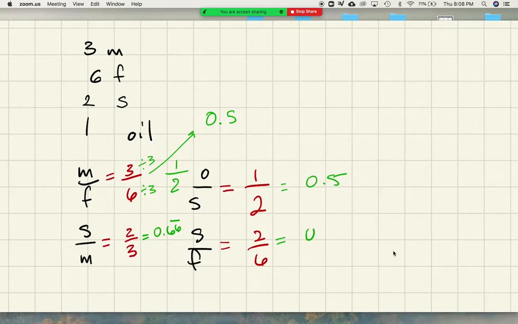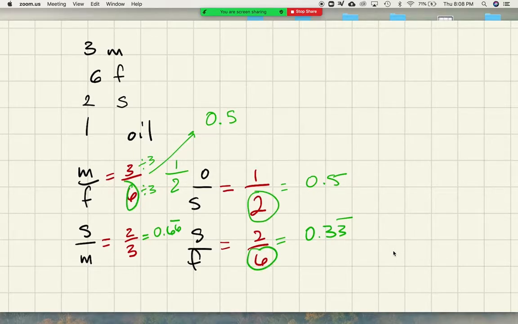2 divided by 6. Yeah. 0.3. So that'd be the smallest one. Yeah. So it's kind of tricky. It's not what's the smallest on top. It's what's the smallest. So you could make these all into the same denominator.